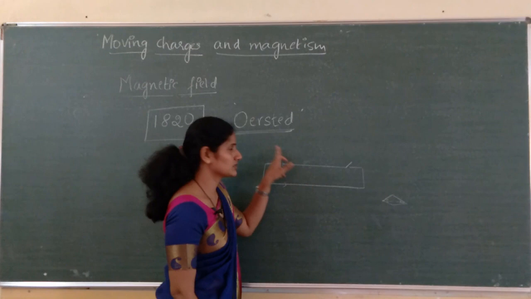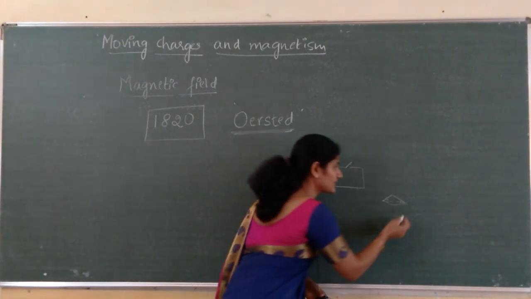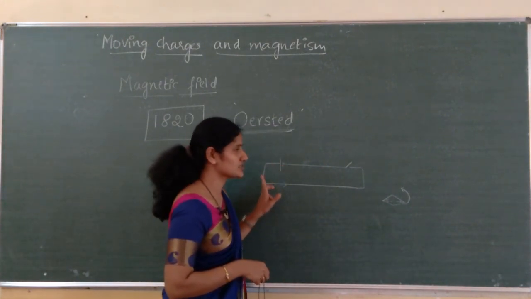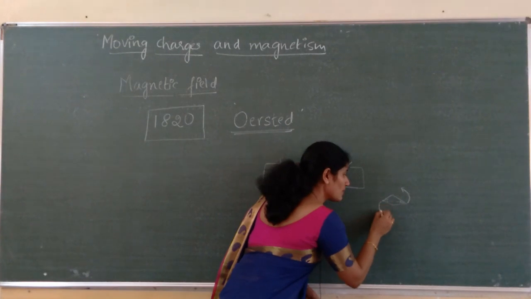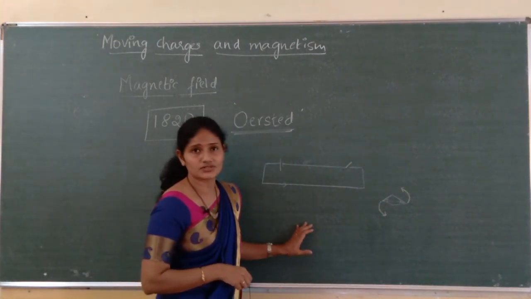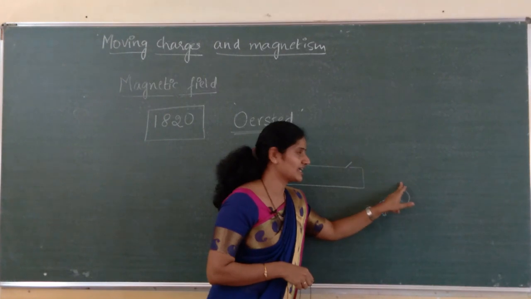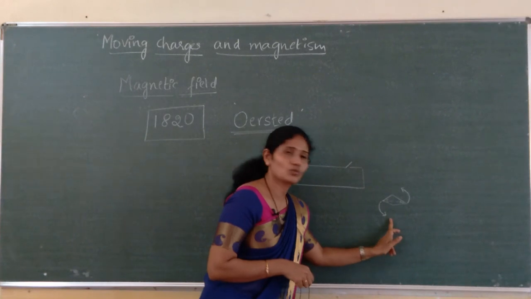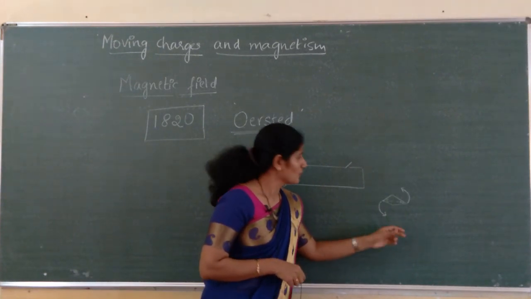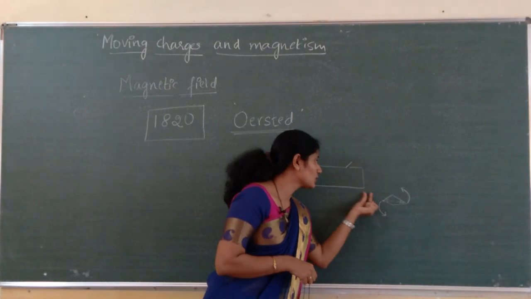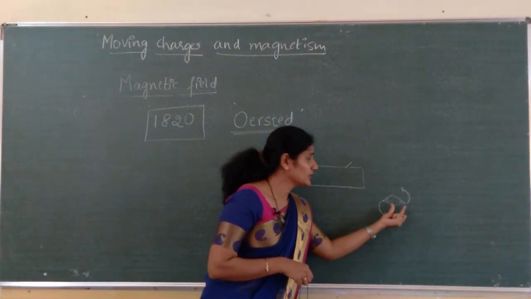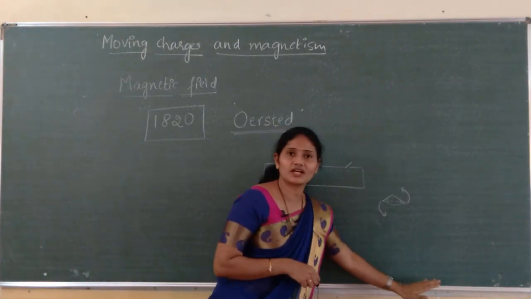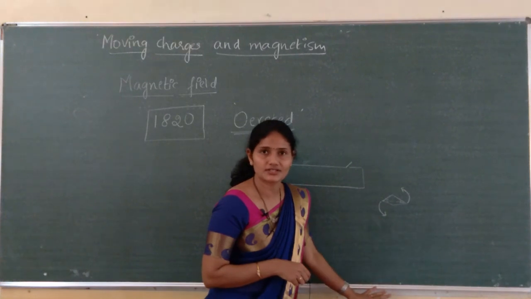So he reversed the direction of current. If the magnetic needle deflects in this direction, when he reverses the direction of current, the orientation of the magnetic needle is also reversed. Earlier the deflection was like this. When he reversed the direction of flow of current, the deflection was like this. When he brought this magnetic needle close to the conductor, he observed that the deflection is more. When it is taken away from the conductor, the deflection is less.